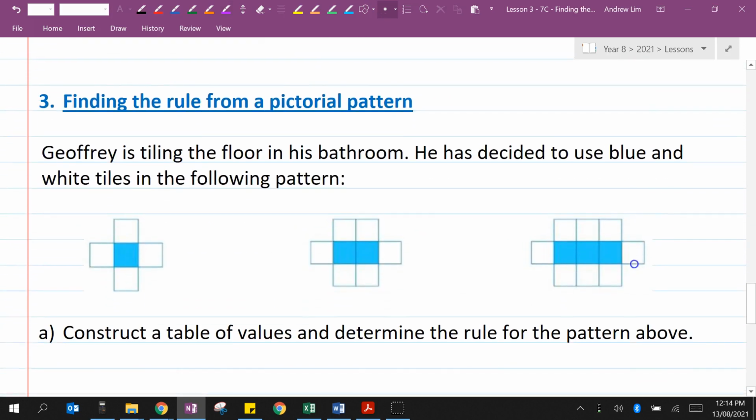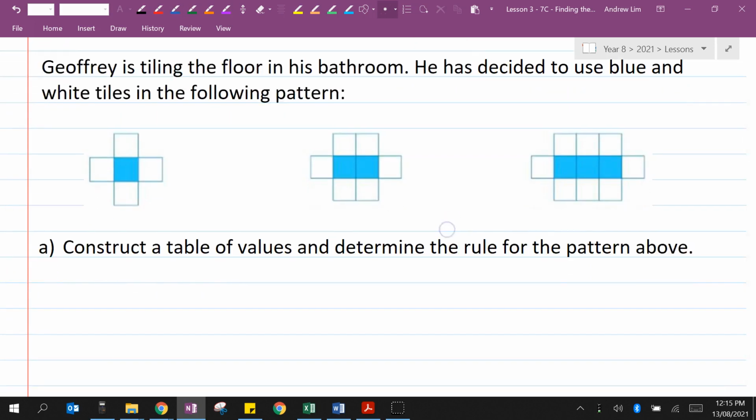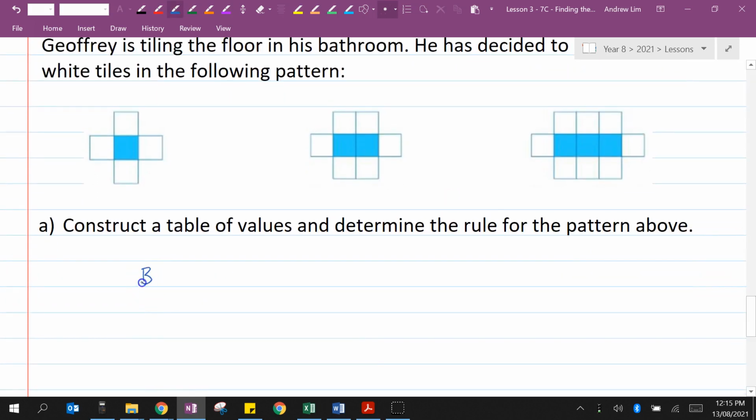Okay, let's have a look at the last part of today's lesson, finding the rule from a pictorial pattern. Jeffrey is tiling the floor in his bathroom. He has decided to use blue and white tiles in the following pattern. Construct a table of values and determine the rule for the pattern above. Now, instead of using x's and y's, we're going to use B for blue and W for white. So I'm going to construct a table of values, B for blue and W for white.